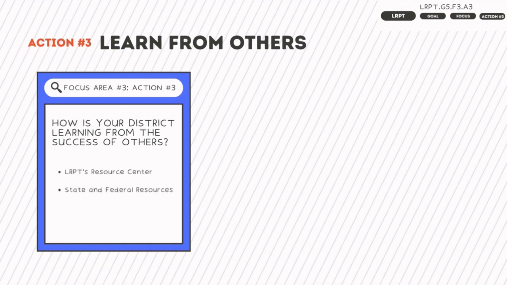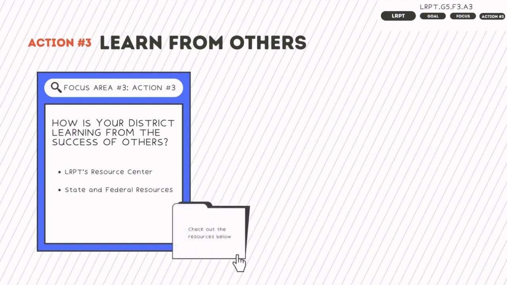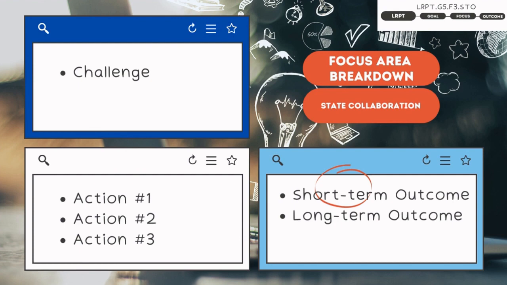Using the LRPT's web-based resource center to share successful, innovative projects with LEAs across the state is a great way to find out what is working for other Texas students. This resource center also helps you stay aware of state and federal resources made available for technology projects. Use the resources below to guide you to the larger resource center. Now that we understand the challenge and have some actionable ideas, let's look at outcomes.